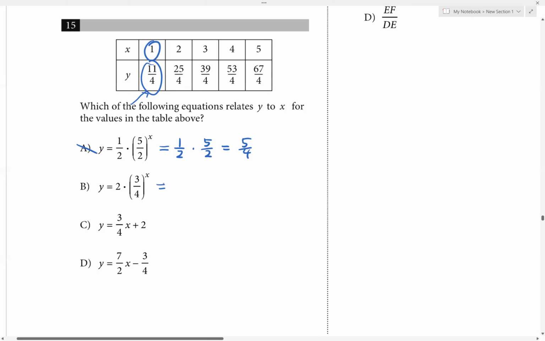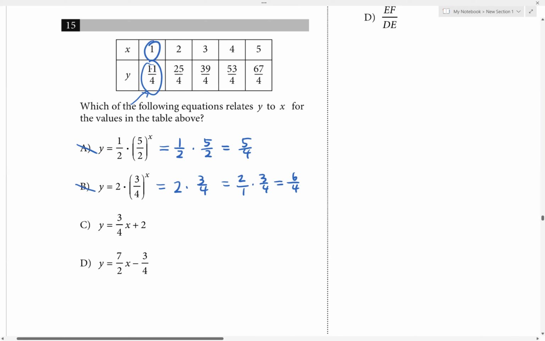Okay, so let's try B. It'll be 2 times 3 over 4 to the first power. Anything raised to the first power, when x is 1, doesn't change the fraction, it would just be 3 over 4. So 2 times 3 over 4, where 2 is like 2 over 1, times 3 over 4, would be 6 over 4. We don't even have to simplify. We know it's not going to work, right? Because we want 11 over 4.